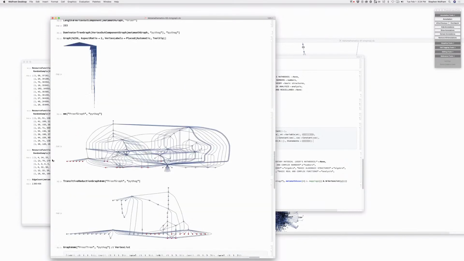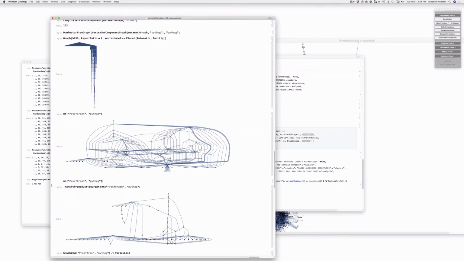Okay, so this is the Pythag. Yeah, that's Pythag. So in fact, we probably want the reverse of this graph, right? That's right. So this is the proof of Pythagoras' theorem.